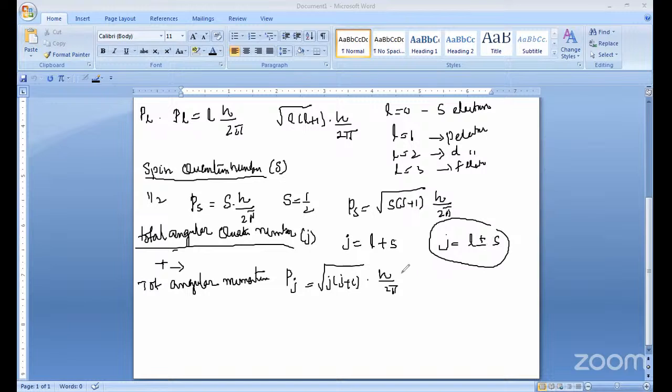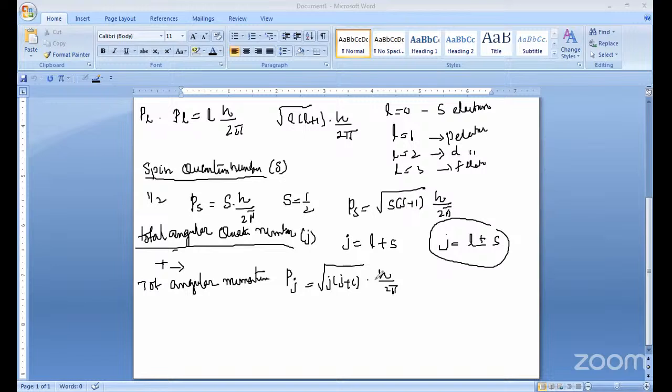And the magnitude of the total angular momentum of the electron is given by Pj. So Pj is equal to root over J into J plus 1, into h by 2 pi. So these are some quantum numbers which arise when the electron is revolving around the nucleus, that is due to the orbital motion as well as the spin motion of the electron.